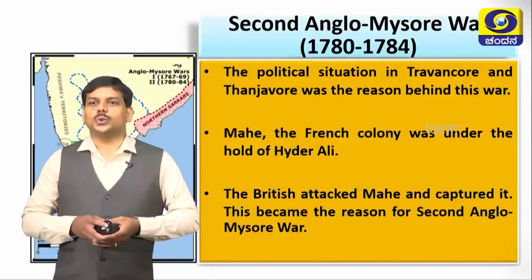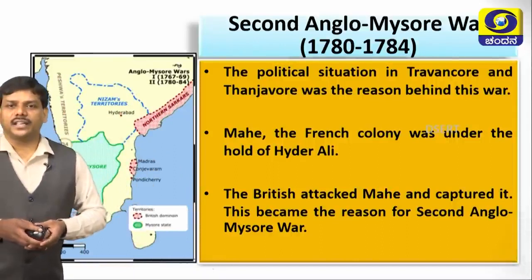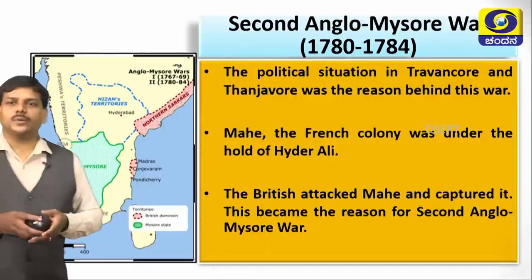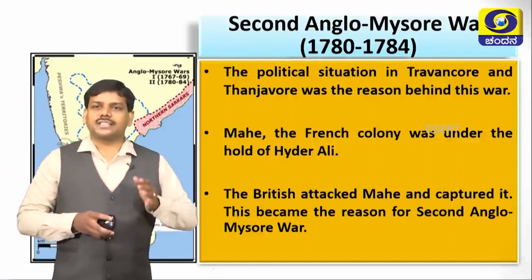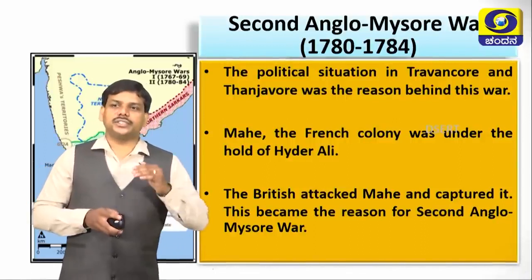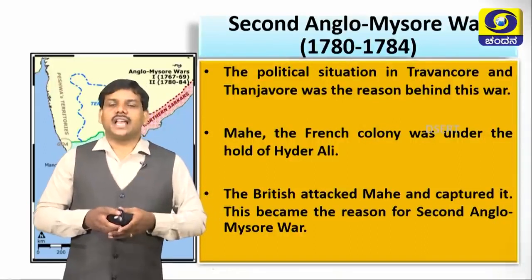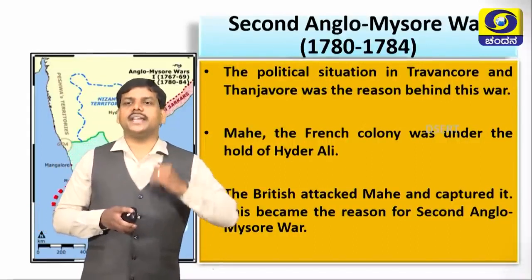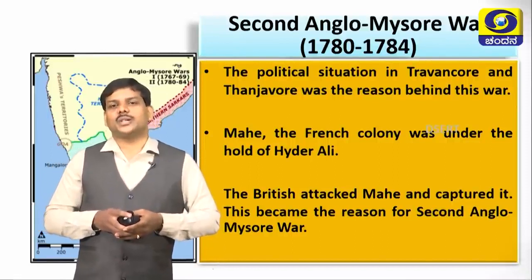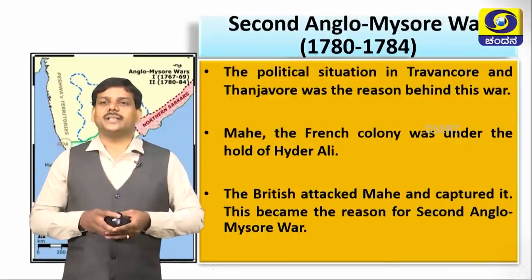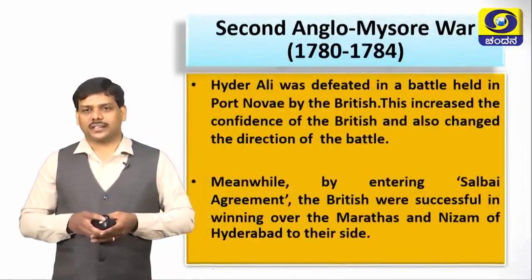Now let us move to the second Anglo-Mysore war. Here you can see the picture. In this picture you can see a place called Mahe. For the second Anglo-Mysore war there were 2 reasons. First one, the political situation in Travancore and Tanjavur. Another reason was Mahe, which was attacked by the British. Actually, Mahe was a French colony. It was under the control of Hyder Ali. But the British attacked Mahe and captured it. It became the reason for the second Anglo-Mysore war.